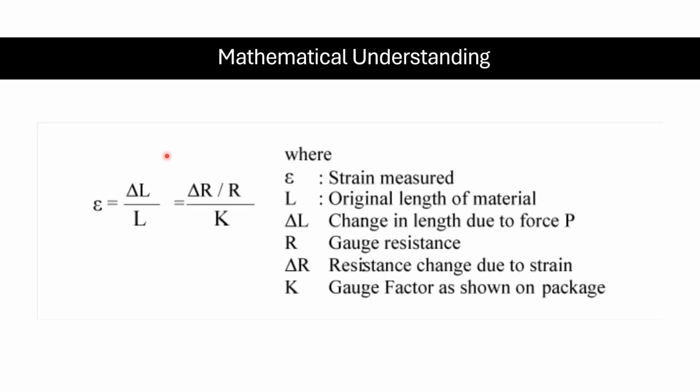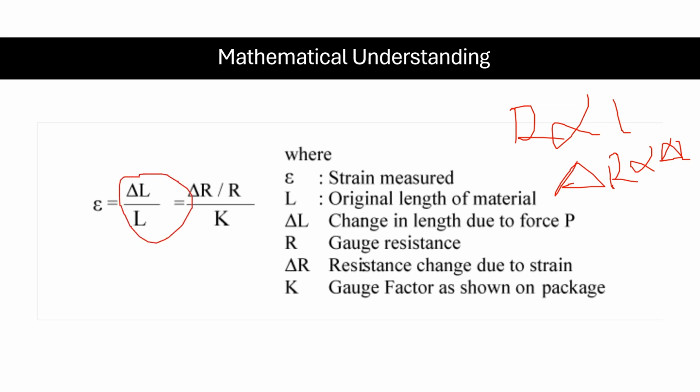This is the mathematical understanding of what we have seen earlier. As resistance is directly proportional to length, the change in resistance will also be directly proportional to the change in length. And as we know, delta L by L is known as strain, or delta R by R upon K, where K is the gauge factor which varies with the type of gauges used. The strain will vary.